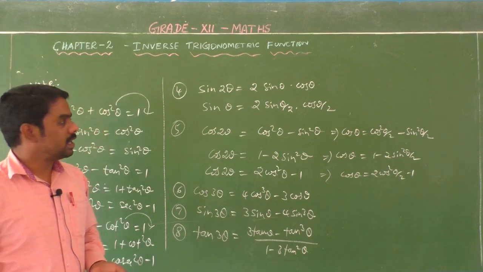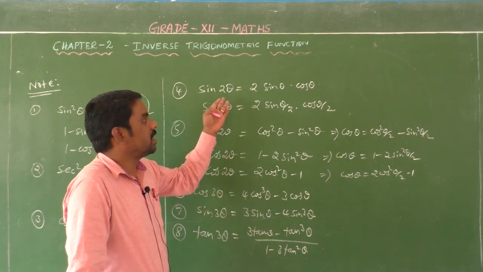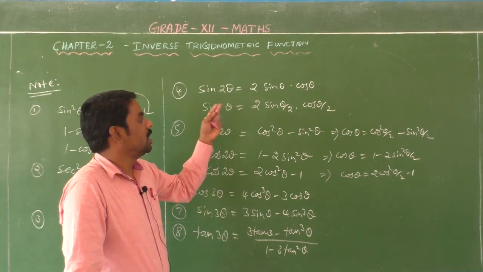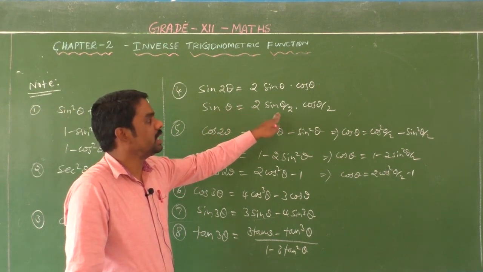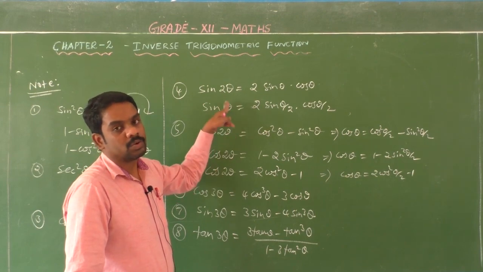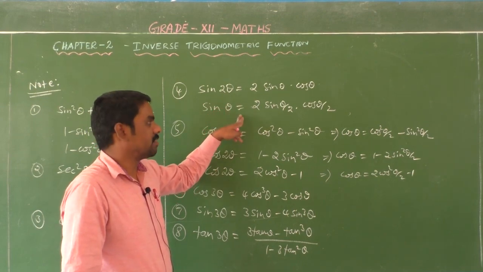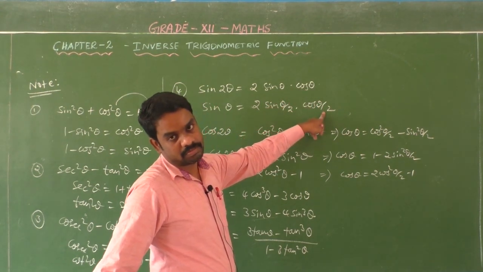Okay, right. Next, fourth one, sin 2 theta. Sin 2 theta is equal to 2 sin theta cos theta, and the half angle formula: sin theta equal to 2 sin theta by 2 into cos theta by 2. Here 2 theta, but here sin 1 theta, so 2 theta divided by 2. So sin theta is equal to 2 sin theta by 2 cos theta by 2.